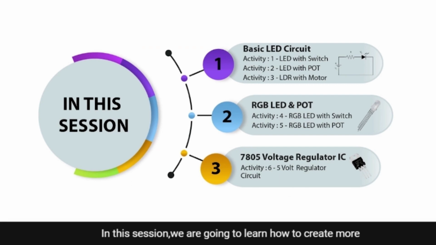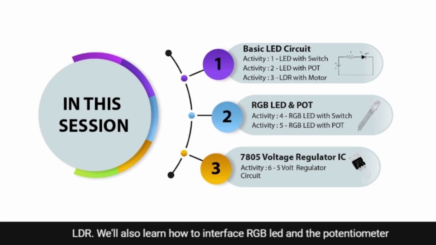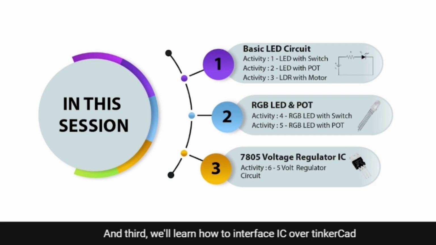In this session, we are going to learn how to create more complex circuits over Tinkercad and simulate them to check whether they are working or not. We will learn how to make a basic LED circuit on Tinkercad. We will perform 3 activities: LED with a switch, LED with a potentiometer, and turning the motor on with LDR. We'll also learn how to interface RGB LED and the potentiometer. And third, we'll learn how to interface IC over Tinkercad and how to perform activities on IC as well.